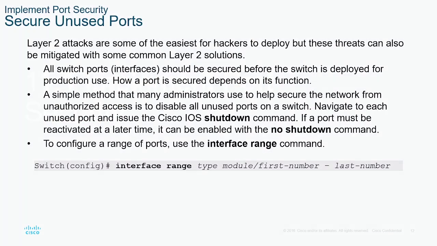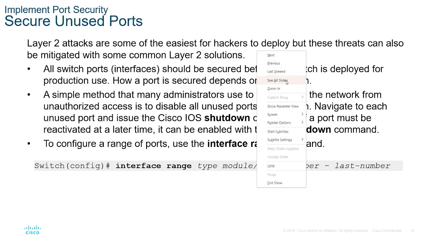So, implement port security. As we all know, layer 2 attacks are some of the easiest for hackers to deploy, but these threats can also be mitigated with some common layer 2 solutions. For example, all ports or interfaces should be secured before you deploy the switches to production use. So how to do that? It's very simple, you just need to disable those unused ports.